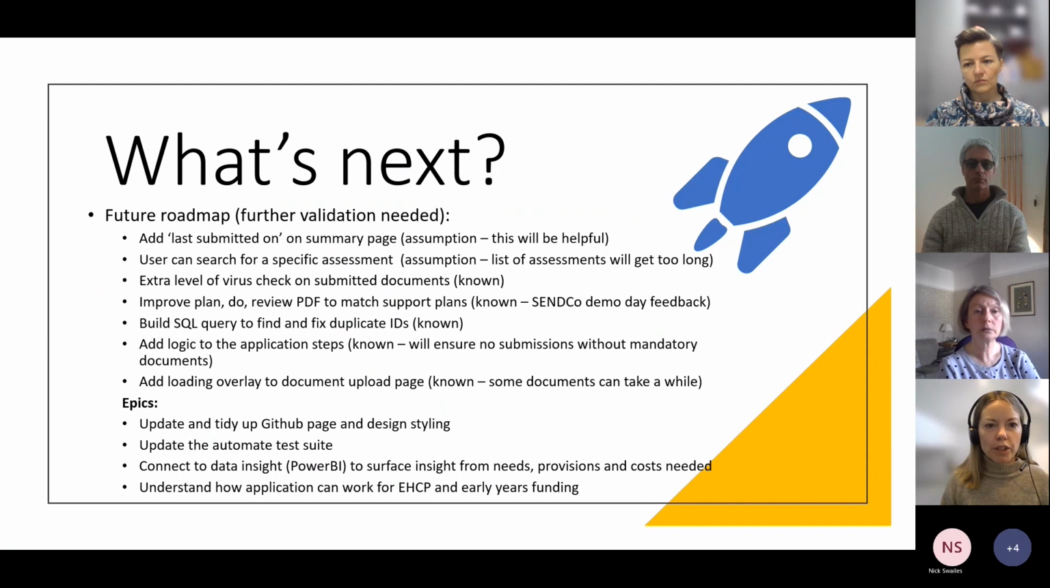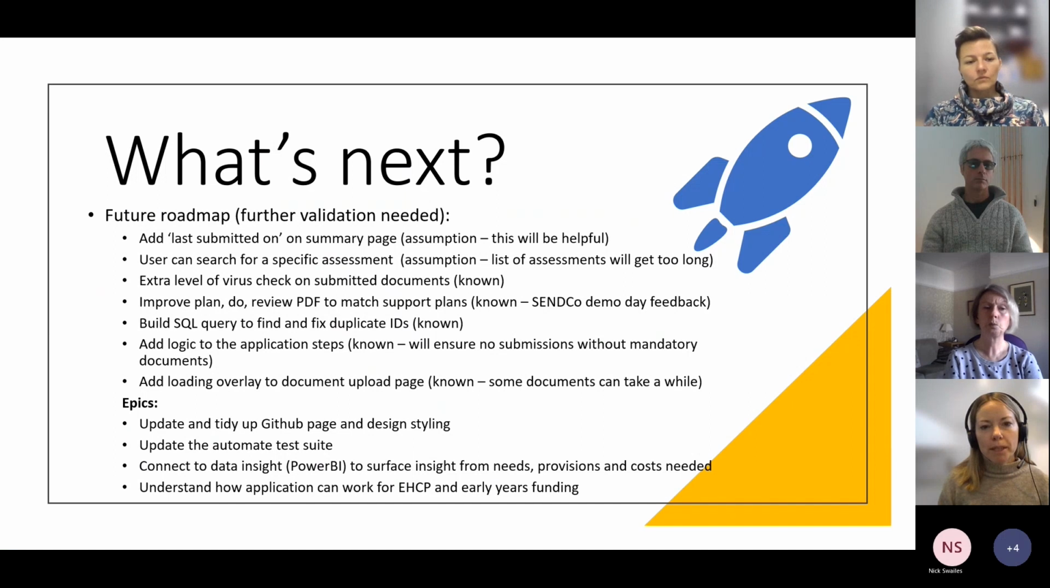The ability for users to search for a specific assessment. Again, this is an assumption at the moment. We need to understand how many assessments end up being created. Obviously, if that list gets quite long, it will be hard to use, so we assume we'll probably need some way for them to search for a specific assessment without scrolling. Then an extra level of virus check on the submitted documents, just to give that extra level of security. This is a known ticket that we need to do.